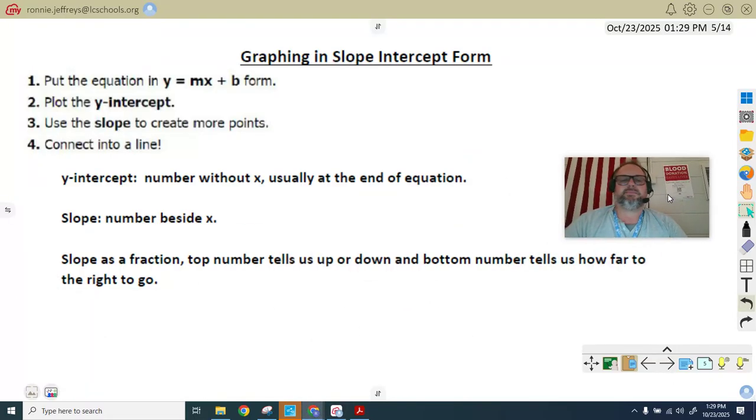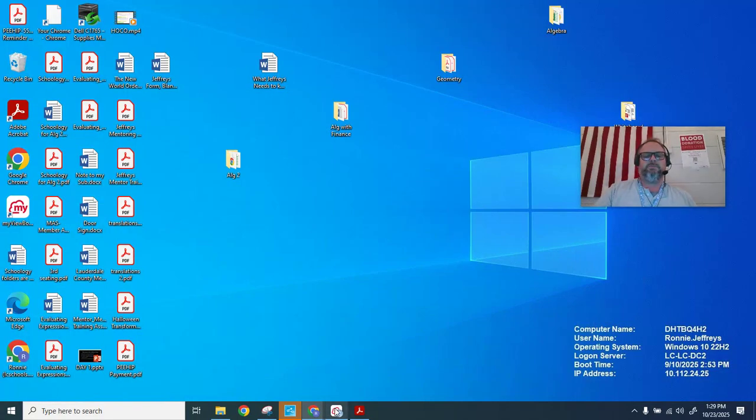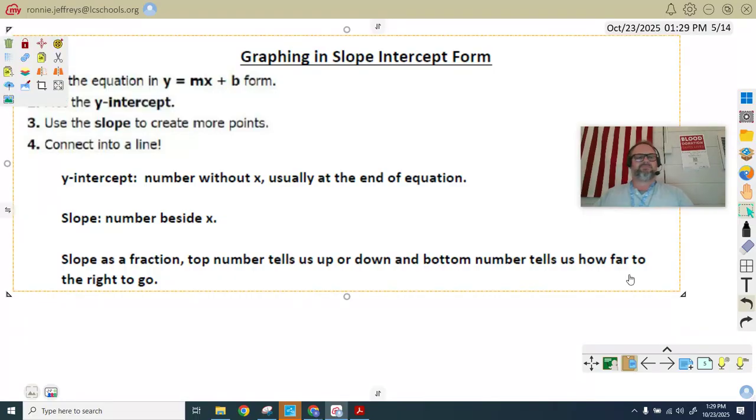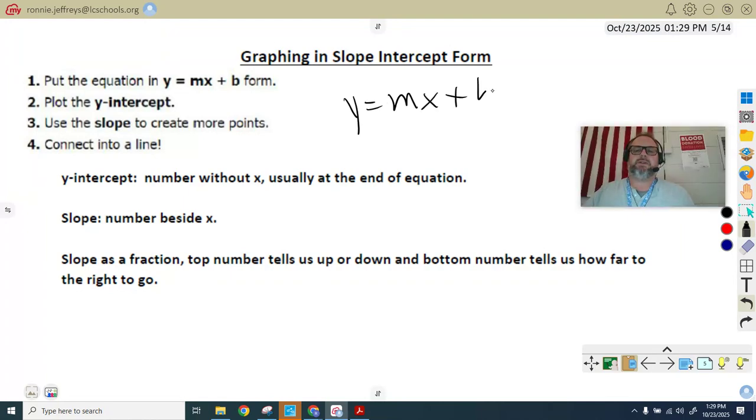So, here I'm on the move. Wow, too much. So, put it in this form. Plot the y-intercept. Okay, all that is good information if you know exactly what it is. This, our y-intercept, number without x, usually at the end of the equation. Okay.